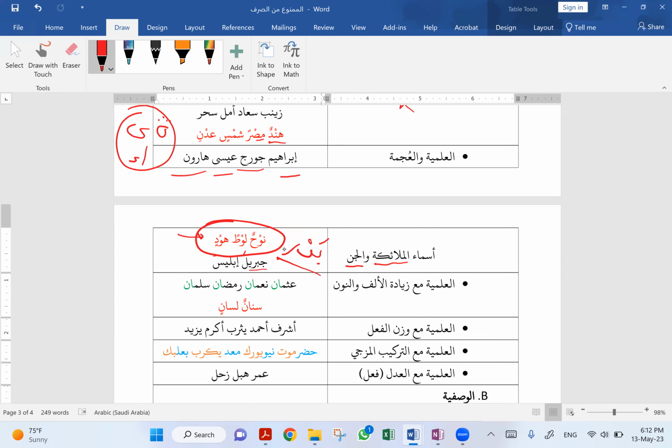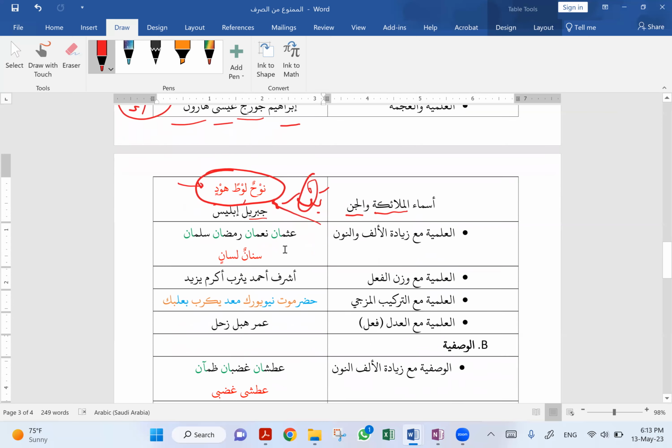So as you can see, this is a specific name of a specific place. It's not just a general name. It's a specific name, and there's a sukun in the middle. So obviously it falls in the exception. So now we've seen why it's fully flexible. Okay.